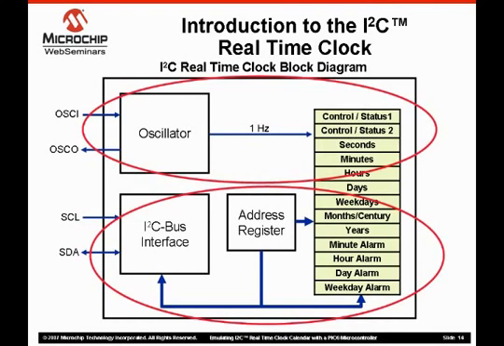If we recall the block diagram from earlier of the I²C real-time clock, we saw that it consisted of three parts. The RAM, which is on the right, the oscillator that clocks when the RAM is updated, as well as the I²C bus interface. So all that we need to do in order to emulate this in our microcontroller is to model this system in our microcontroller.